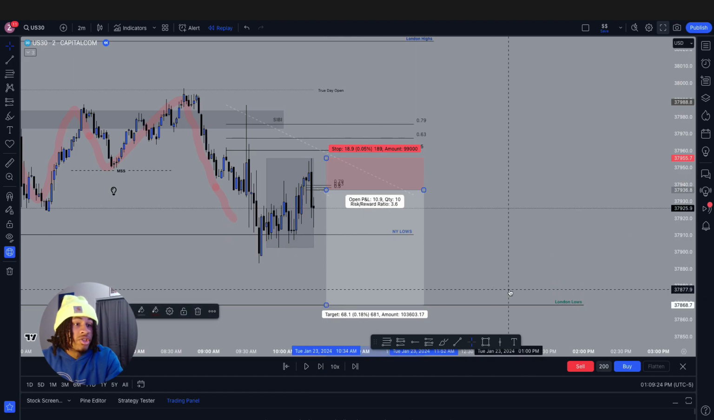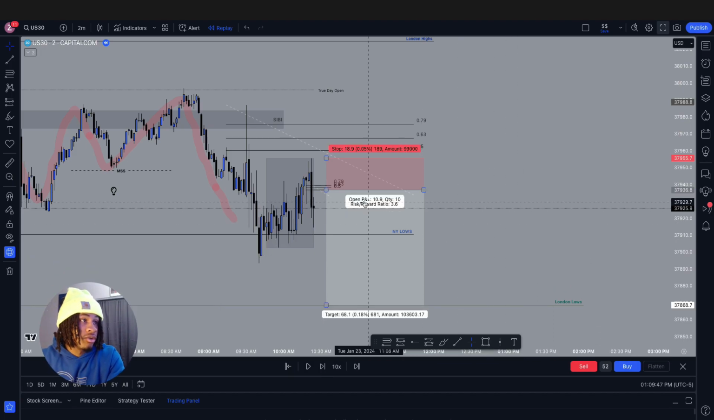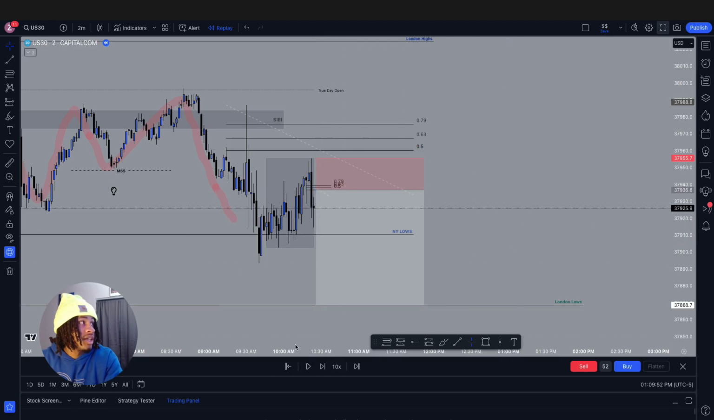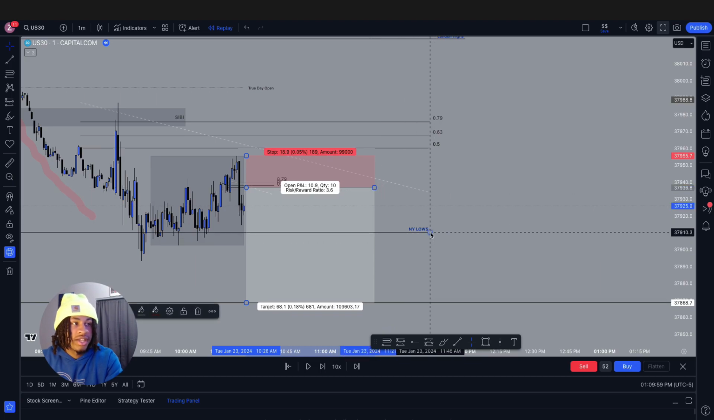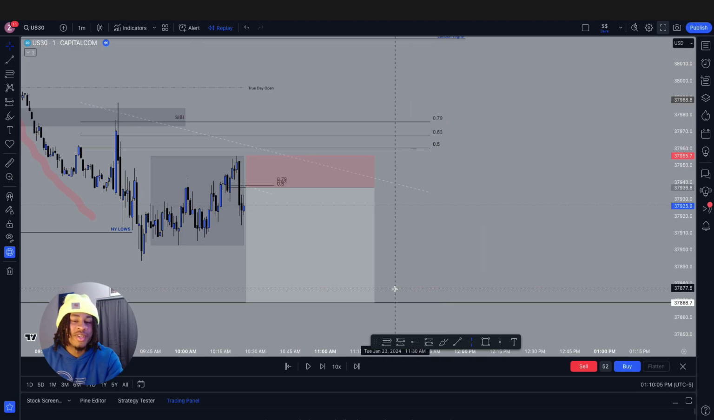Now, this is a 1 to 3.6, okay? Right now, I'm just putting in my lot size as if I had a $100,000 funded account or a $100,000 live account, and I will be risking 1%, and I'm just waiting to execute on this trade. I always like to visualize it even when I'm back testing. Visualize it as if the account is mine. If you know anything about visualization, you know a little something, okay?